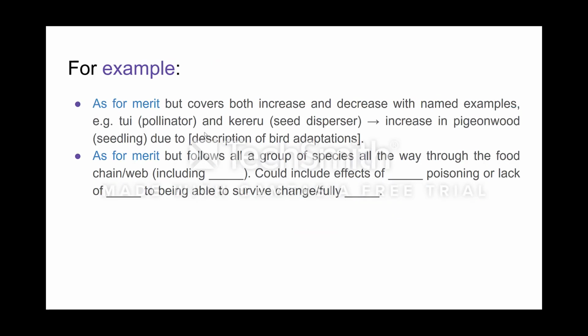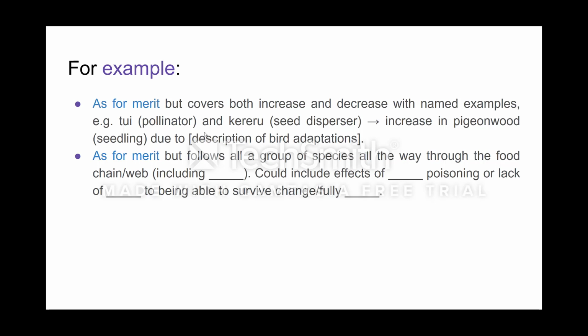Well, similar to Merit, but cover the increase and decrease with named examples. So by that I mean, if you're going to talk about the effect on a tui, which is a pollinator, or a kereru, which is a seed disperser, what's that going to do to a particular type of plant, and why is that going to happen? Okay, so the big idea here would be linking the unique adaptations of the kereru that are going to make it a really good seed disperser for a pigeonwood. And if it's gone, then that seed dispersal won't happen, and therefore then you've got your additional links that are going to happen because the kereru isn't doing that seed dispersal role. That keystone species isn't there, and there are implications for that.